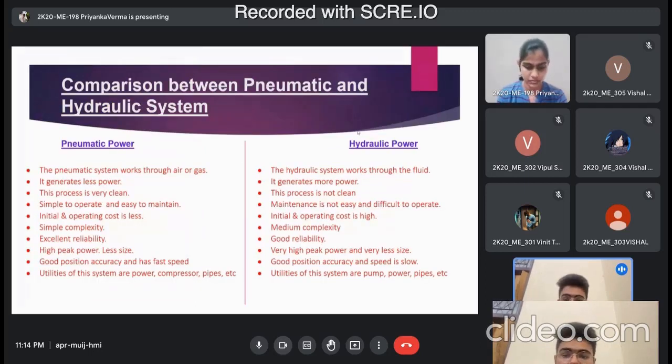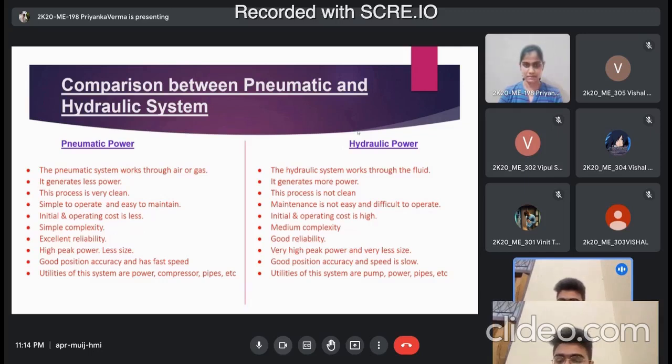Next slide. Comparison between pneumatic and hydraulic systems. The pneumatic system works through air or gas, whereas the hydraulic system works through fluid. Pneumatic power generates less power, whereas hydraulic power generates more power. Pneumatic power is a very clean process, whereas hydraulic power is not clean. Pneumatic power is simple to operate and easy to maintain, whereas hydraulic maintenance is difficult.